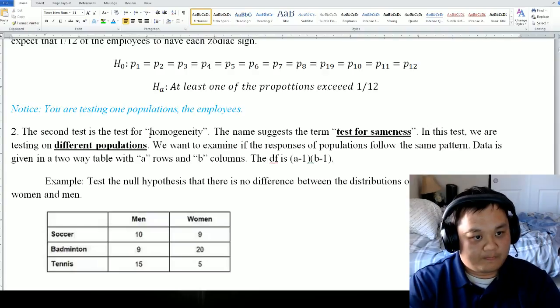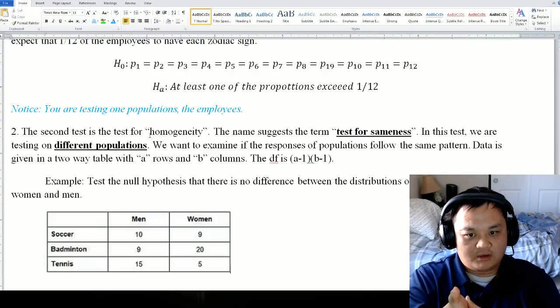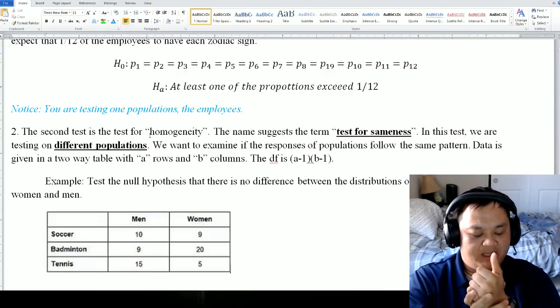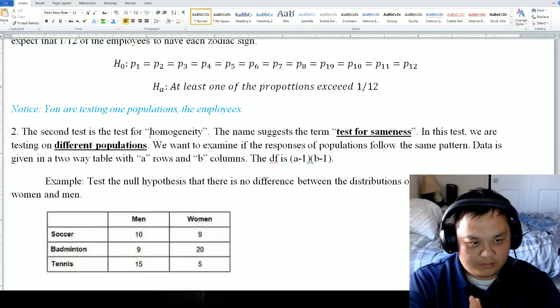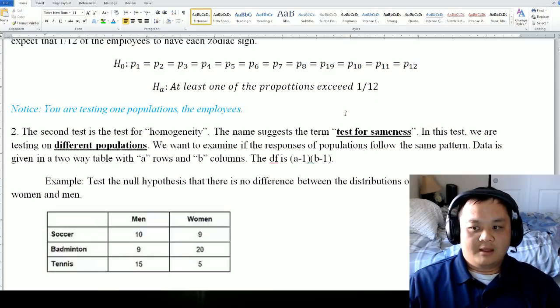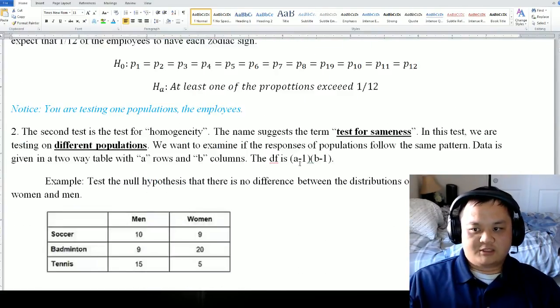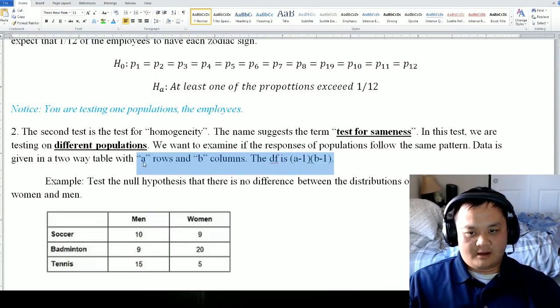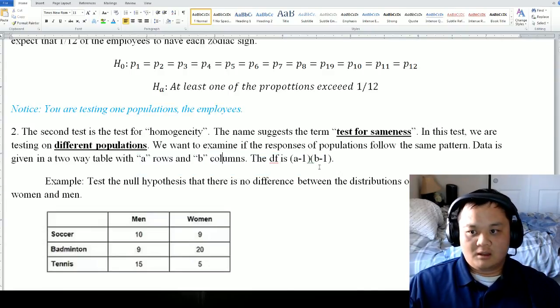It can be two or more populations, but for the sake of your test, you're only going to be given two. Remember here the degrees of freedom always follows this format: a row, b column. A stands for row, B stands for column.